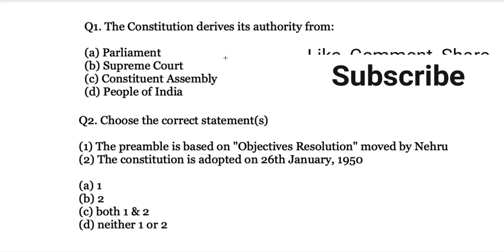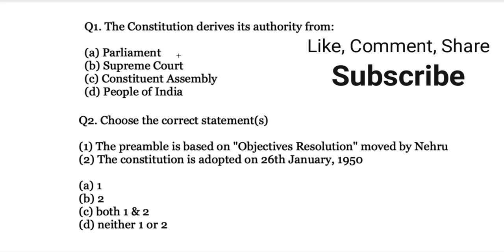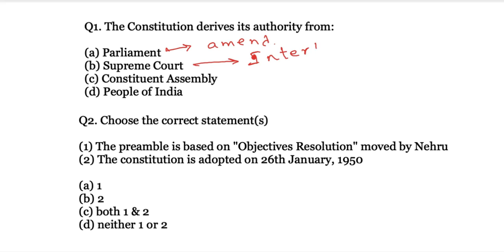Let's say the constitution derives its authority from: Parliament, Supreme Court, Constituent Assembly, People of India. The Parliament can amend the constitution. The Supreme Court interprets the constitution. The Constituent Assembly wrote the constitution, but it is the people of India from whom our constitution gets its authority. So that is the people of India.